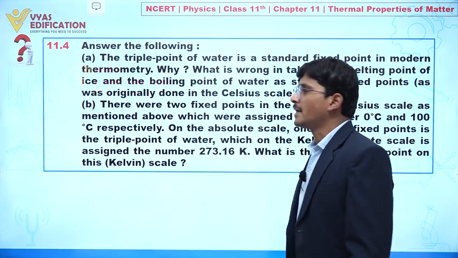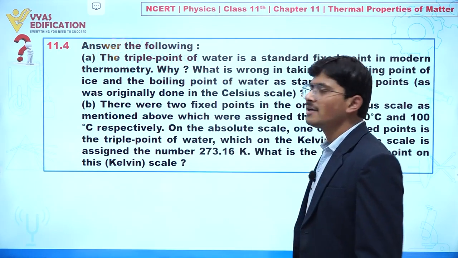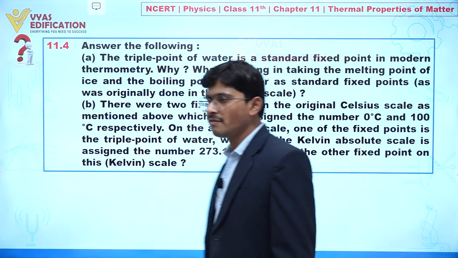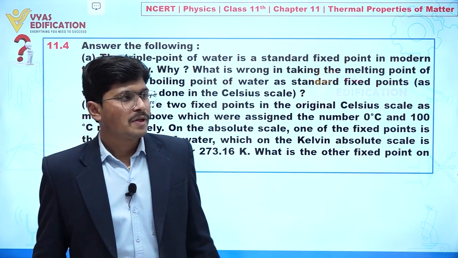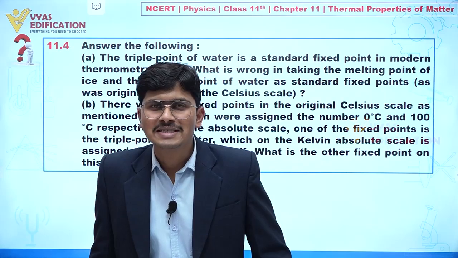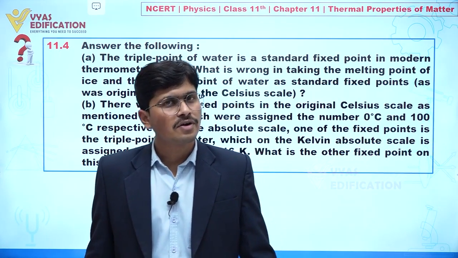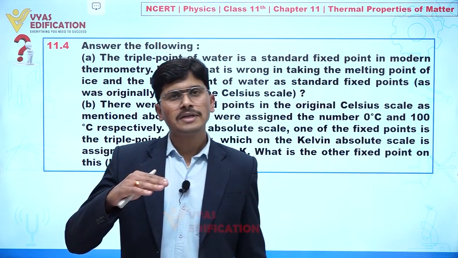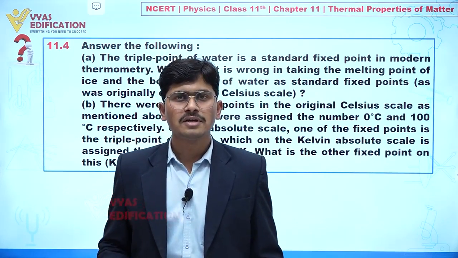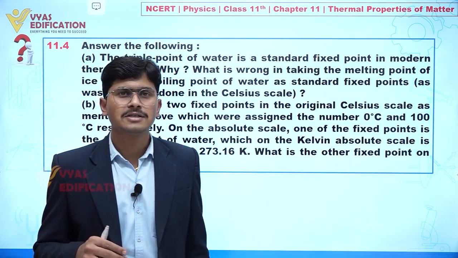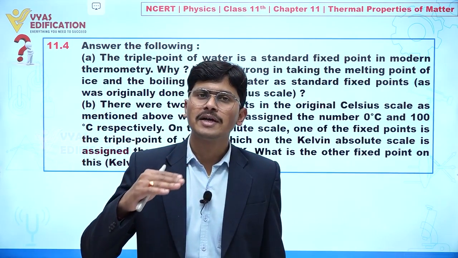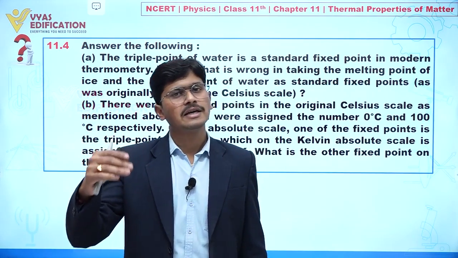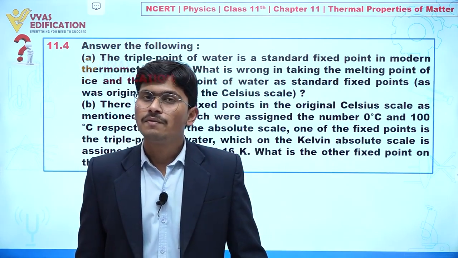Part A says the triple point of water is a standard fixed point in modern thermometry. Why? Initially we defined temperature scales, the degree Celsius scale and the Fahrenheit scale. At that time we defined a lower fixed point and an upper fixed point. On the Celsius scale we provide 0 degree Celsius as the ice point and define the steam point as 100 degree Celsius. The same goes for the Fahrenheit scale.